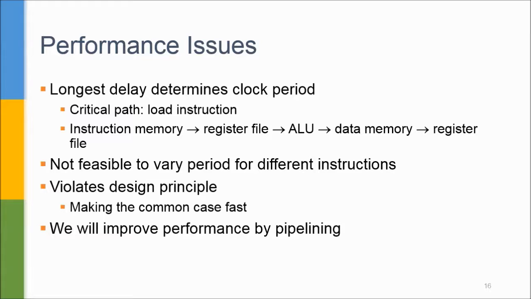It means the longest possible path in the processor determines the clock cycle. This path is most likely a load instruction, which uses 5 functional units in series: the instruction memory, register file, ALU, data memory, and the register file again. So the overall performance of a single cycle implementation is likely to be poor since the clock cycle is too long.